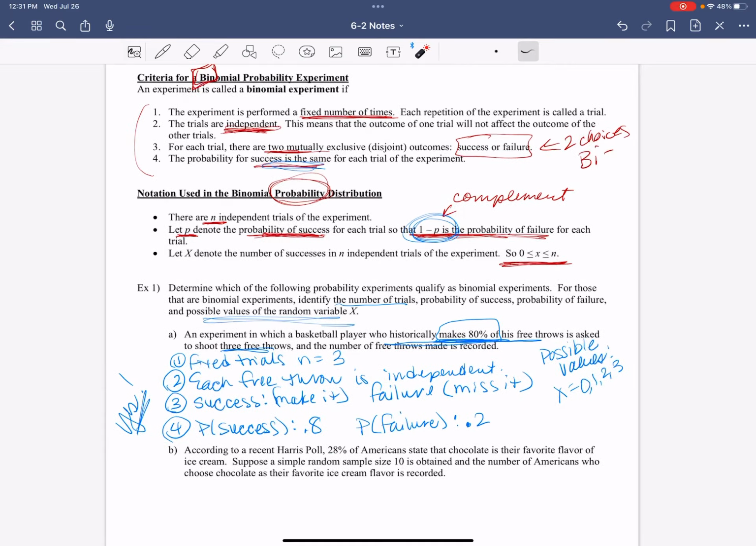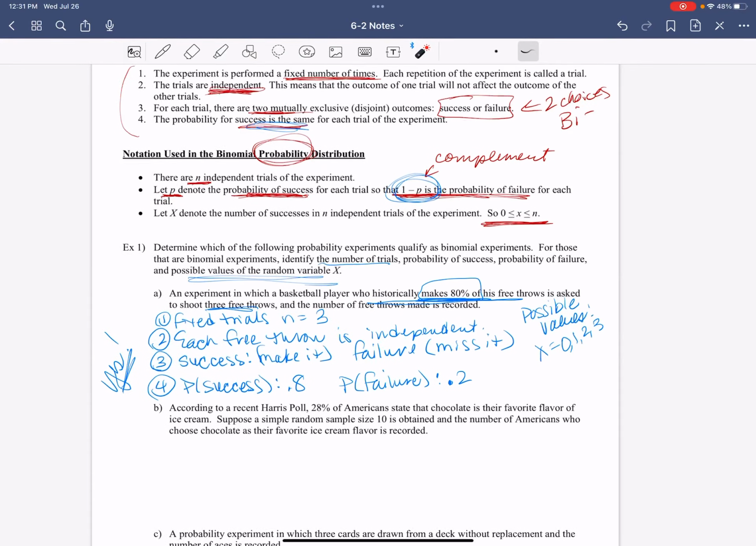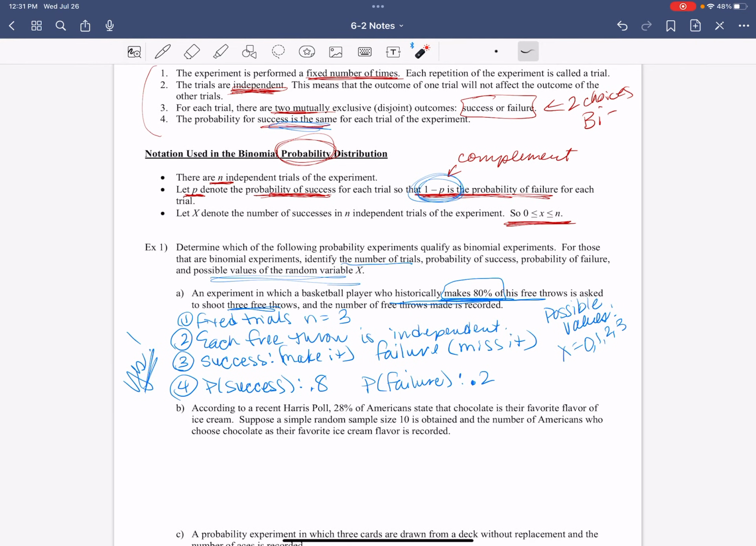Okay, let me squeeze this in so we can still see those 4 options. And let's do this next one. According to a recent Harris poll, 28% of Americans state that chocolate's their favorite flavor of ice cream. All right, I can dig that. Suppose a simple random sample of size 10 is obtained and the number of Americans who choose chocolate as their favorite is recorded.